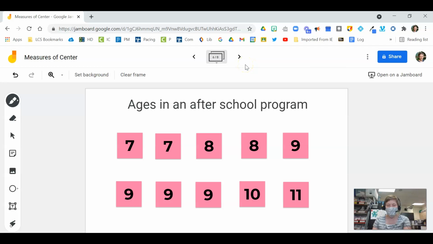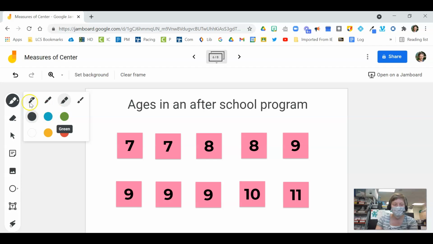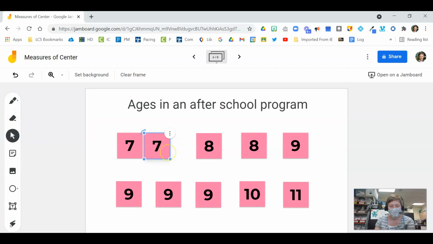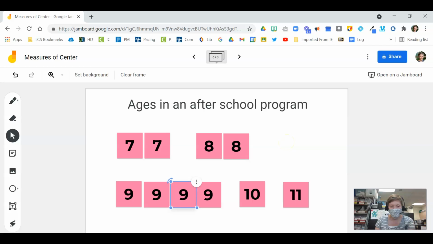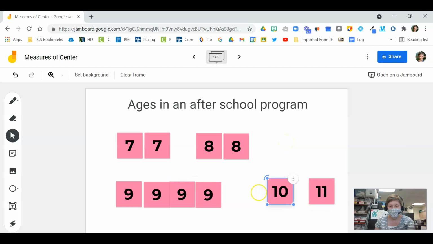So I had to make up one more. If we had some kids in an after-school program and we asked them, how old are you? We'll pretend that these are their answers. One kid said 7, another kid said 7. Then we had 2 kids that said 8. We have 4 kids that said 9 and a 10-year-old and an 11-year-old. I'm going to group them together to help me see. I have 2 people there, those 2 are the same, and then 4 different 9s and then a 10 and 11.